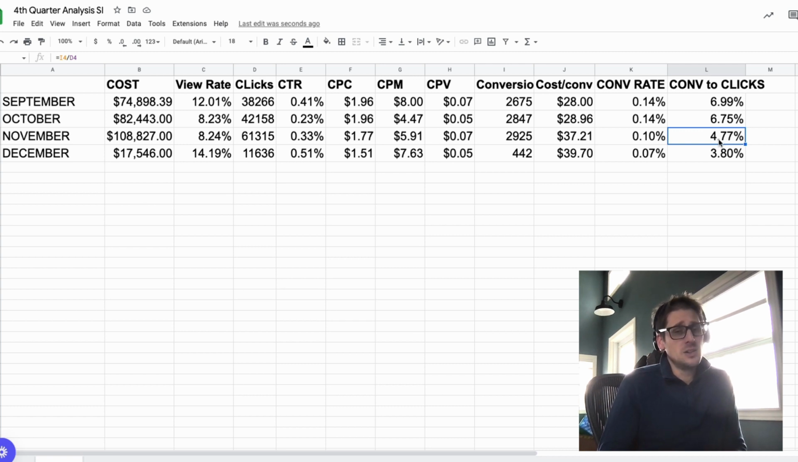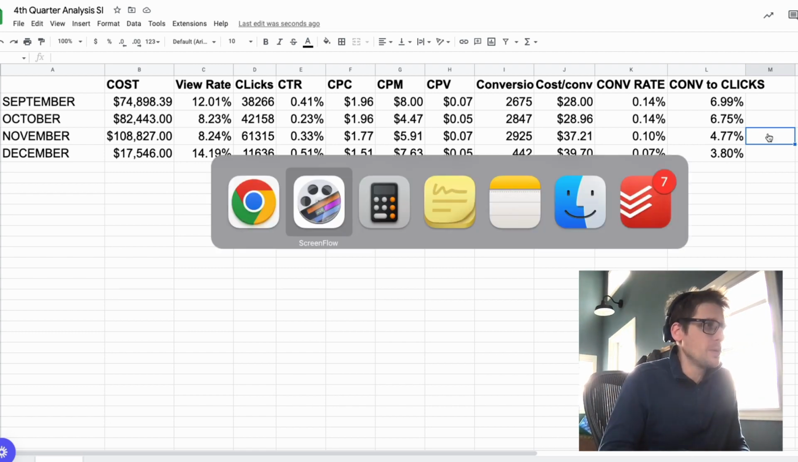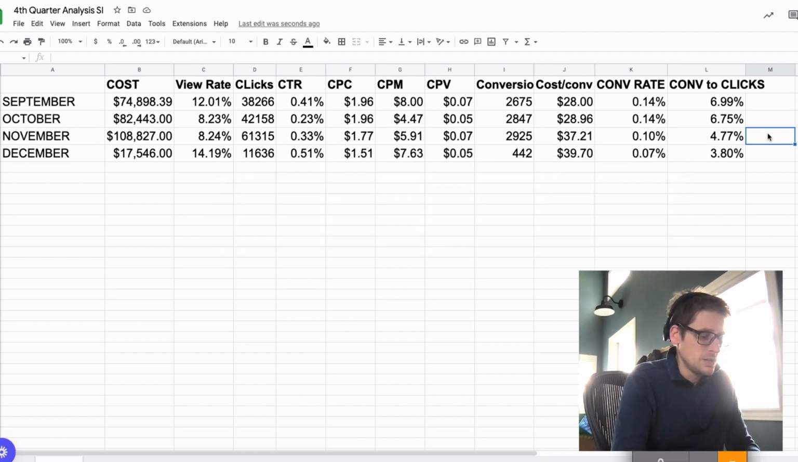Only 4.8% in November, which is $10 higher, more than $10 really. 3.8 so far this month. So if we start to look at these differences, I'm going to just pull up a calculator here. If we take 6.75 minus 4.77, we get 1.98.